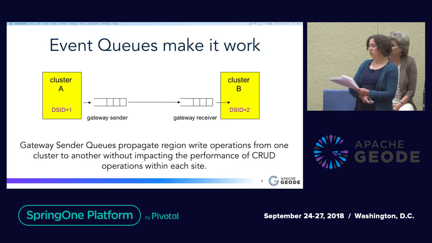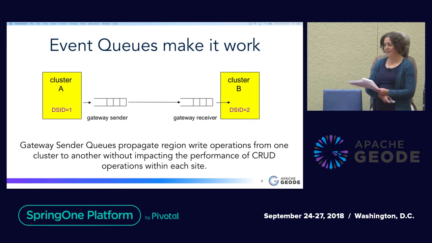The implementation uses queues to batch up sending updates from one cluster to another. On the sending side, we have a gateway sender. In implementation, it's an asynchronous event queue. Region update and put operations queue those operations in the gateway sender. Batch sends propagate the events to the receiving cluster site where there is a gateway receiver, which acknowledges the receipt of the batch and updates its region.